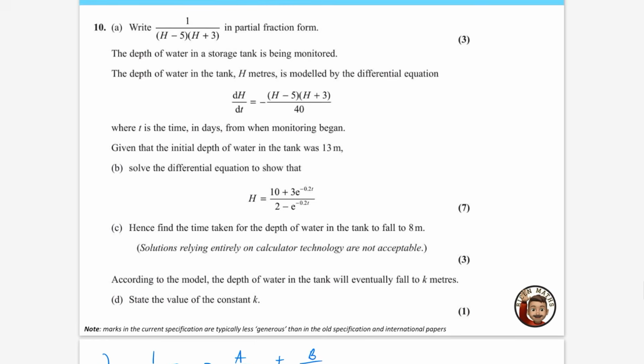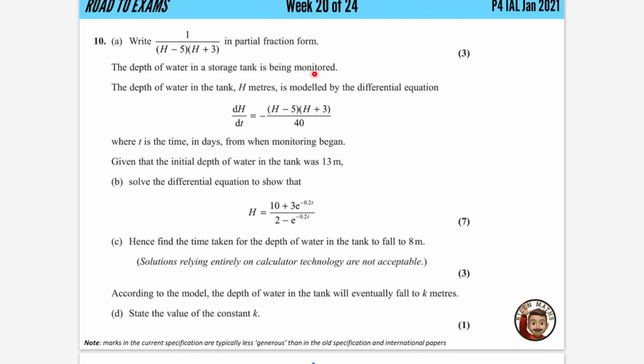So it then says the depth of water in a storage tank is being monitored, and the depth of the water in the tank, h meters, is modelled by this differential equation. Note that there's a minus here, and obviously it's related to what we've got earlier on. t is the time in days from when the monitoring began, and given that the initial depth of the water was 13, as soon as I see that, I think initial depth of the water was 13.